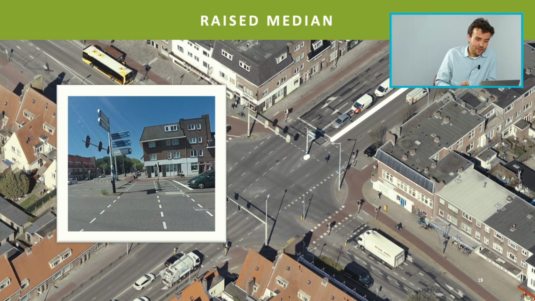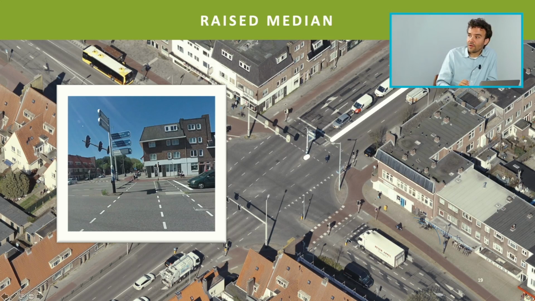Then another feature, the raised median, a little bit hard to see maybe in this image, but there are tiny little median strips in all directions. So there's a big white line on the image, which is a raised median, but also on each approach there's an island that physically stops cars from traveling across that line.